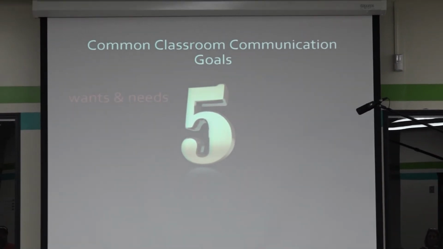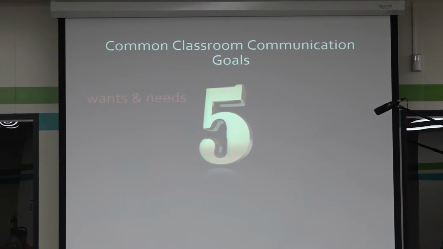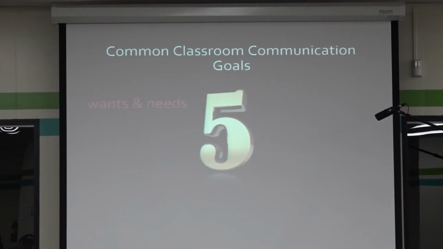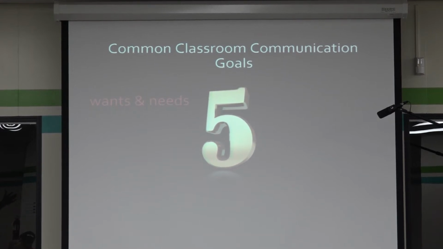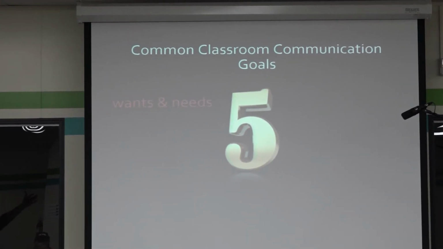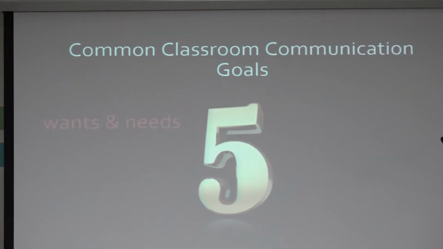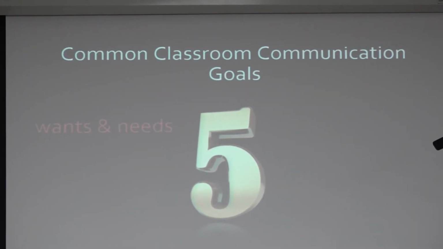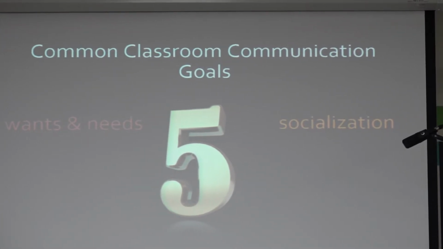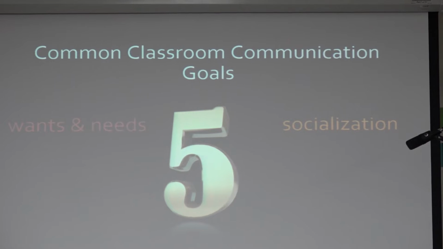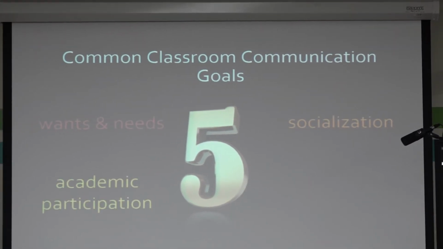Okay, so these are the 5 goals that we're targeting, and these are based on psychological and educational research. We know that we want all of our students to be able to meet their wants and needs. So they need to be able to tell us if they want a piece of candy. They need to be able to tell us if they need to use the restroom. They need to be able to tell us if they need a break, right? So instead of throwing themselves onto the ground, they can say, I need a break, right? That's important. We want to make sure that they can socialize. They can say hi to people. How are you? Greet, interact with their peers in the classroom.